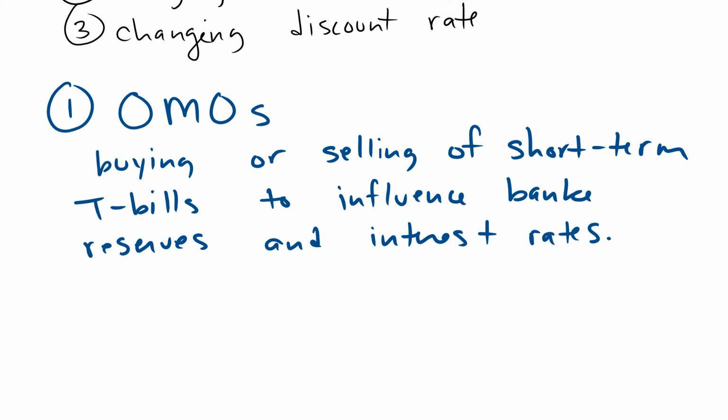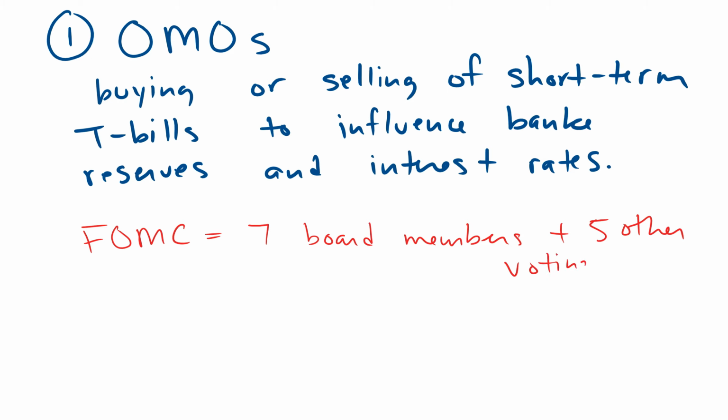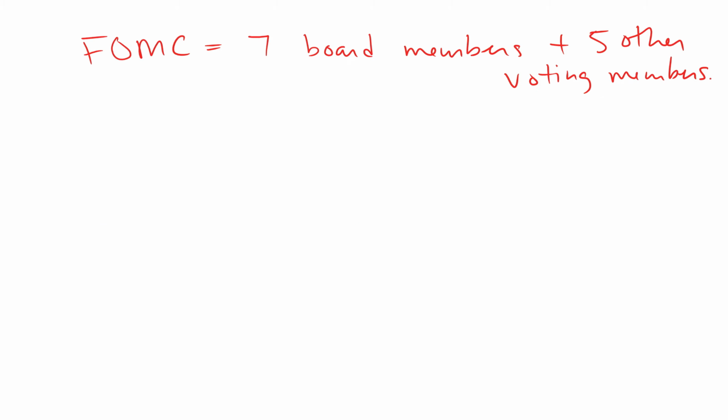Okay, so for the Fed, who does this? Well, it's the Federal Open Market Committee, the FOMC. You can take a look in your text. This is 7 board members plus 5 other voting members, and these are drawn from the regional banks. So this committee makes a decision about the target for the interest rate. And remember, the interest rate they're targeting is the federal funds rate.